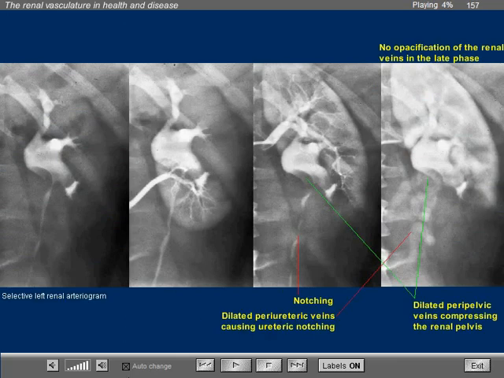We performed a selective left renal arteriogram, injecting the two renal arteries supplying the left kidney. In the venous phase, note that there is no visualization of the renal veins. Some collateral venous channels are noted caudal to the kidney, and observe that dilated veins are seen in the hilus of the left kidney and were the cause of the extrinsic compression of the inferior margin of the left renal pelvis. So this is an example of silent left renal vein thrombosis.